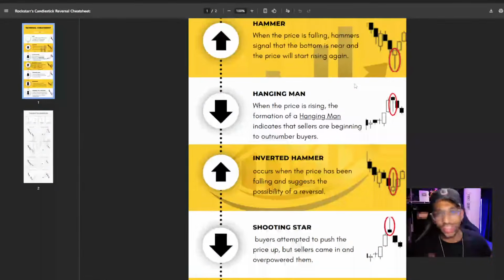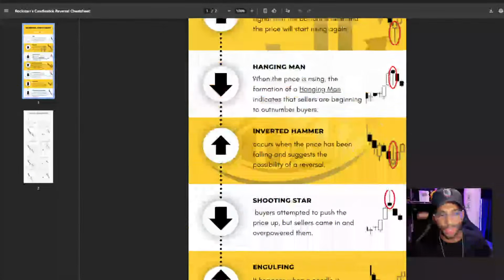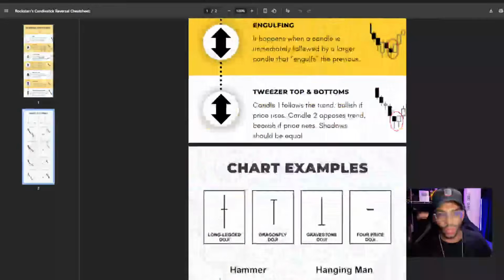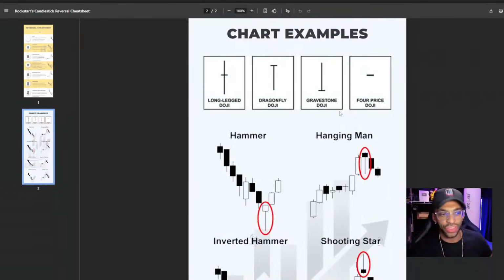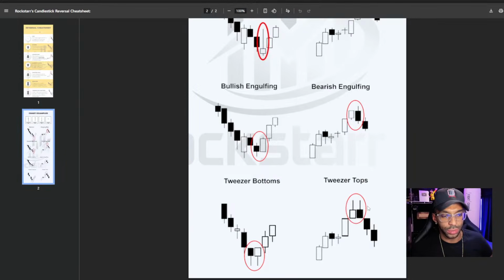Okay, so this is actually a 2-page PDF. The first page is just the reversal cheat sheet part. So it's teaching you a little bit about each reversal, what they look like. And then the second page is giving you more of a visual. So these are chart examples that you guys can utilize as well. And here's the tweezer bottoms and tweezer tops examples.